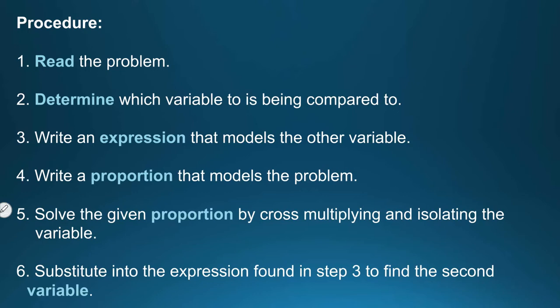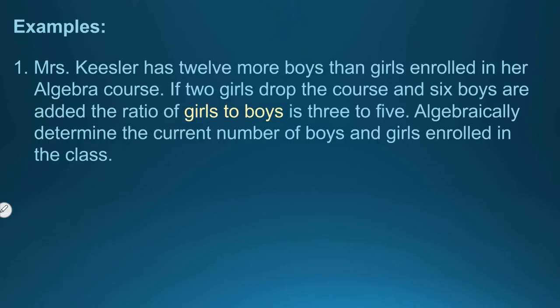All right, so let's take a look at an example. Firstly, there's a mistake in your word problem. You see it in yellow here. In your problem, it says boys to girls. We're going to change it to girls to boys so that it works out properly.